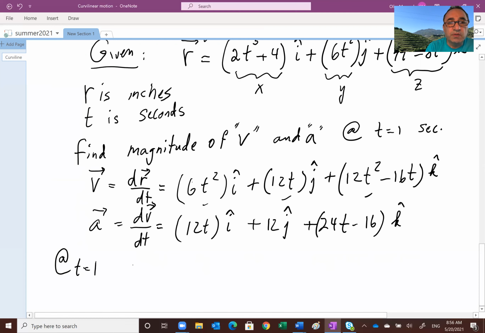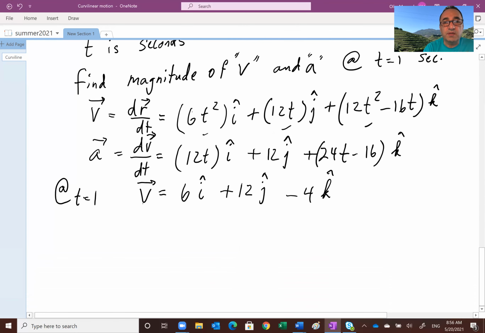At t equal 1, what is velocity? Let's see, velocity becomes 6I, 6 inch per second I. That's the x component. Y component just becomes 12j, and z component becomes minus 4, right? Just make that a minus 4. Okay, that's your velocity vector. I'm going to come back in a second and find the magnitude for you.